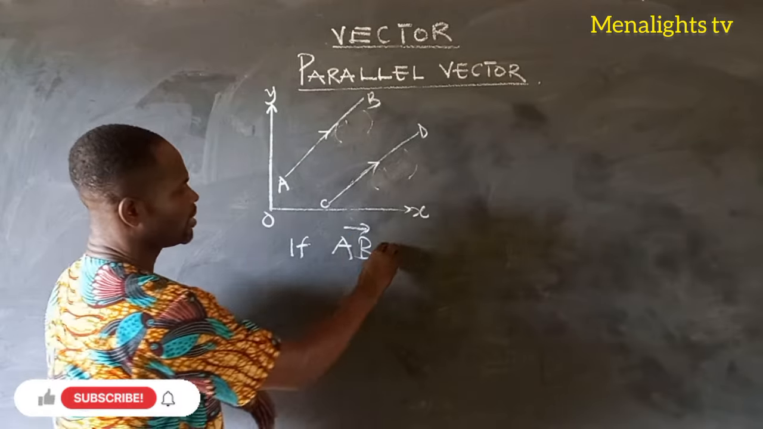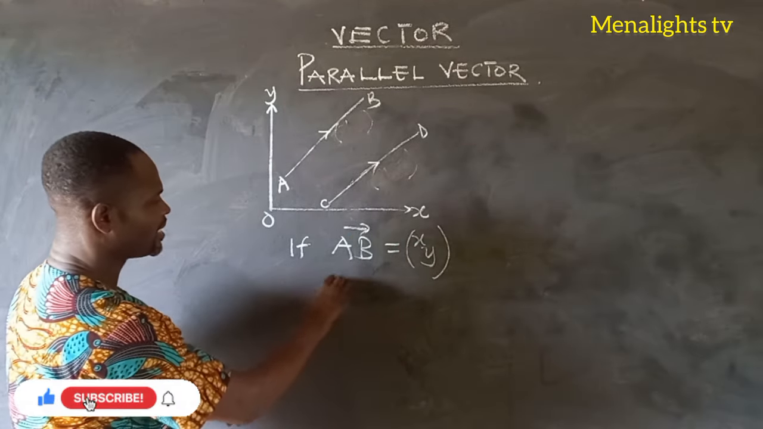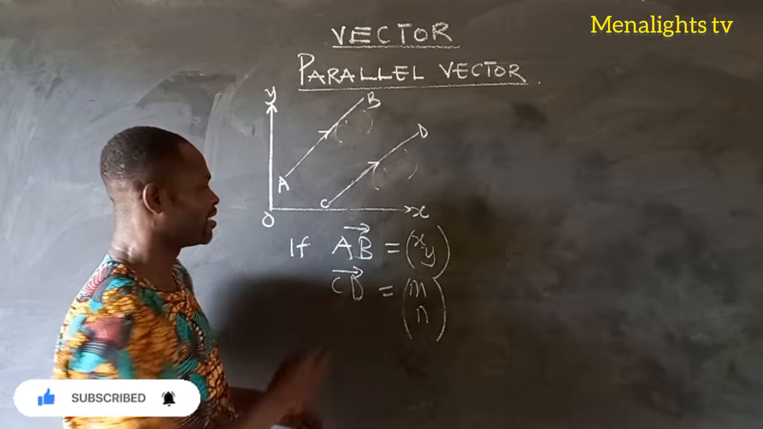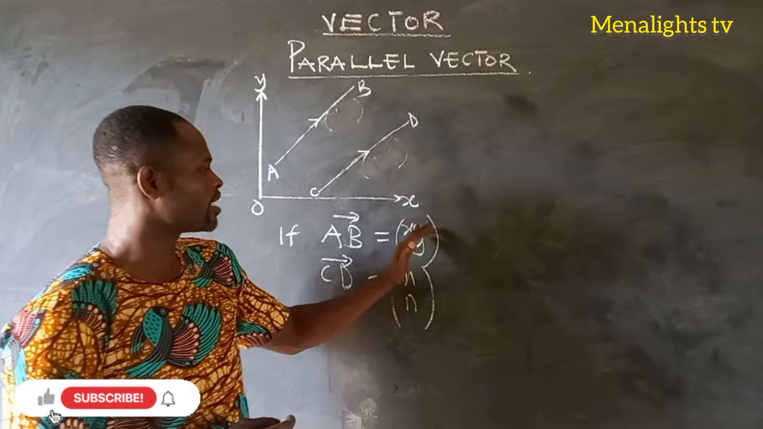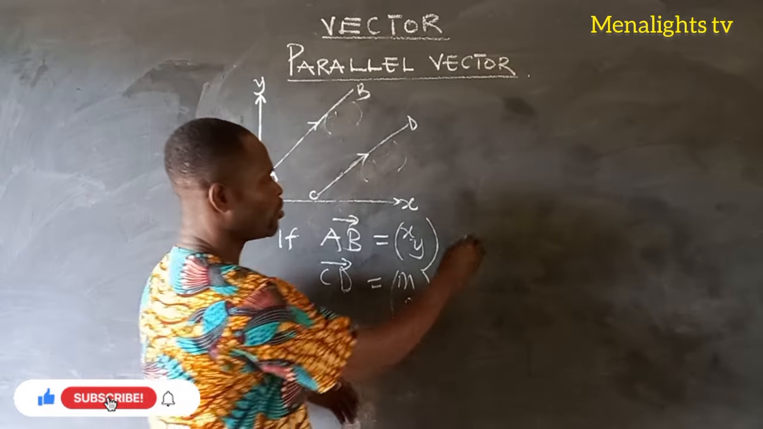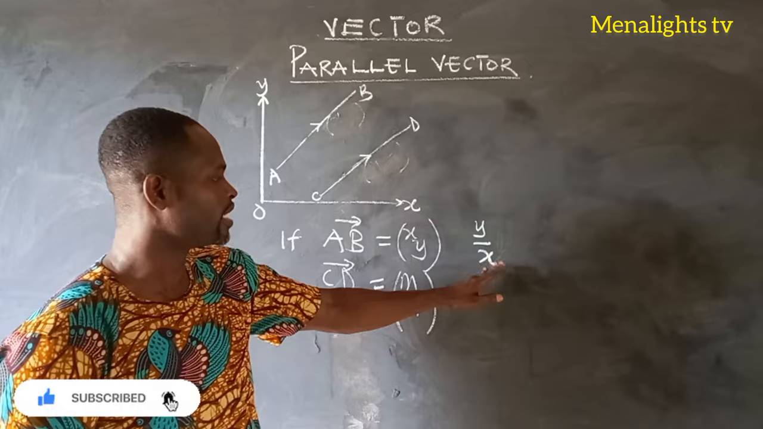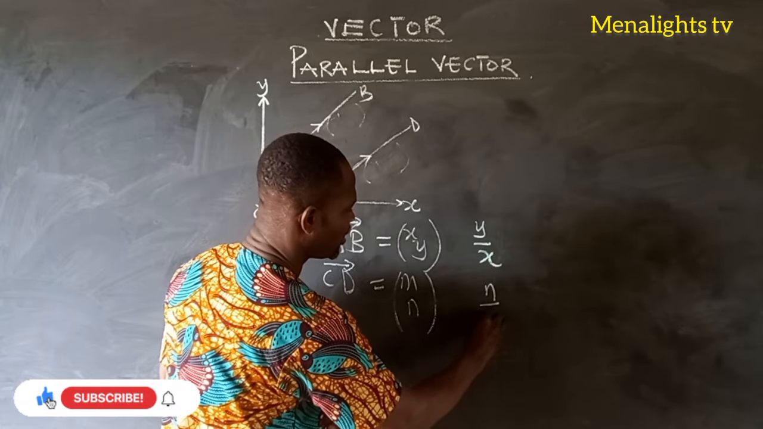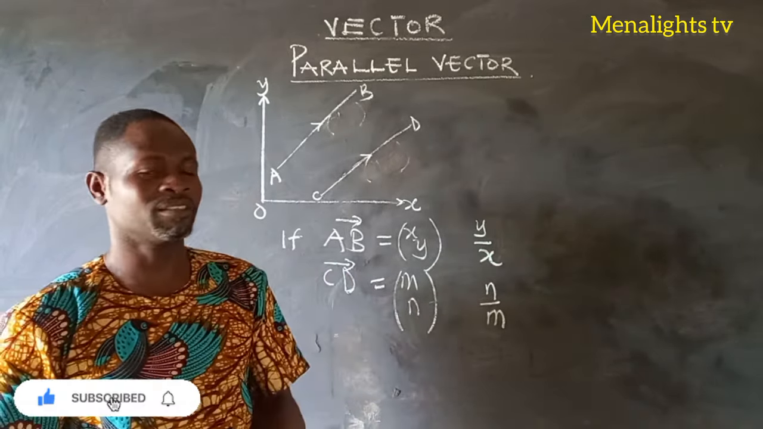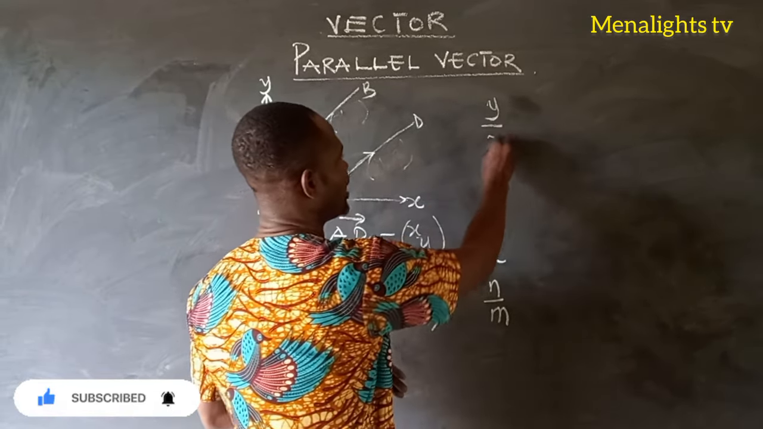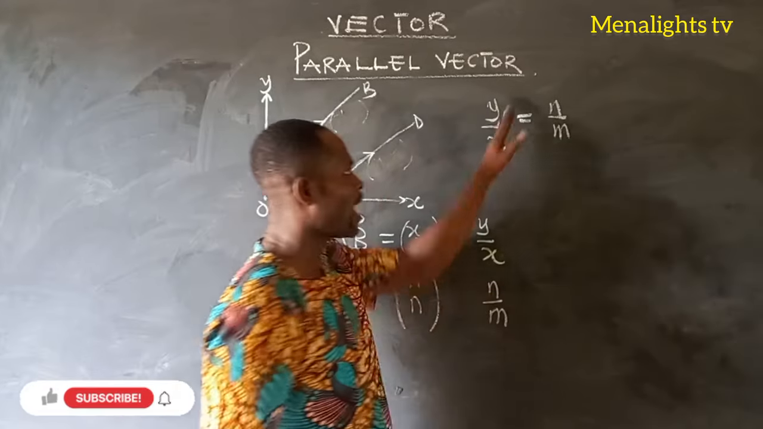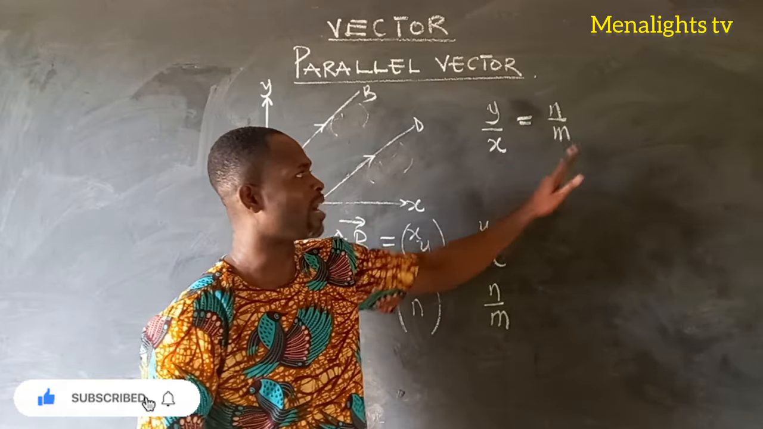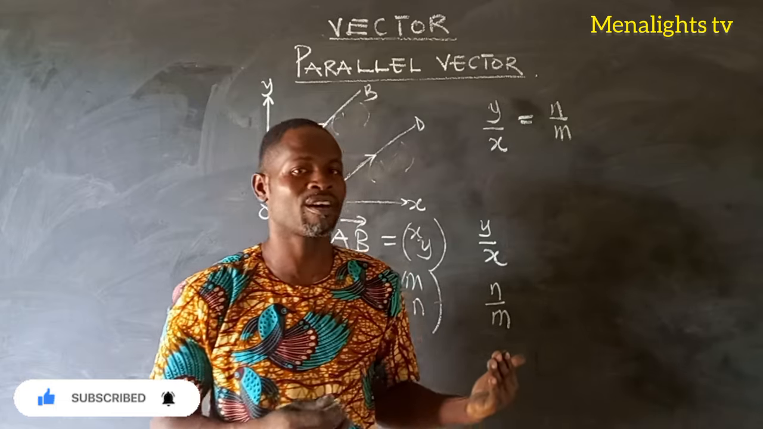So if AB is equal to XY and CD is equal to MN, since these two are parallel, they have the same gradient. If AB is XY, then the gradient of AB will be Y over X. If CD is MN, then the gradient of this will be N over M. So since they are parallel, we can say that Y over X, which is the gradient of AB, is the same as the gradient of CD, which is N over M. We now take an example to see how to solve questions based on this.